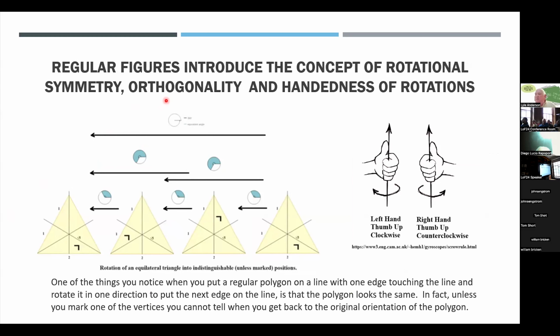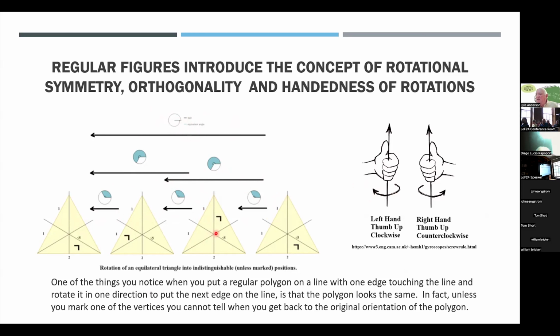Now, another thing that emerges spontaneously from this is the idea of rotations and symmetry and orthogonality. So if you take this equilateral triangle, I have to mark one of the triangles in order to tell that this has happened. If I rotate this around an axis going through the center by 120 degrees, that marked space moves up here. Everything else looks the same. If I do it again, it moves down here. If I do it again, it's back to the center. If I do it in two steps, so I do 240, it goes from here to there. And again, if you rotate it 360 degrees, it comes back to the same as it was before.